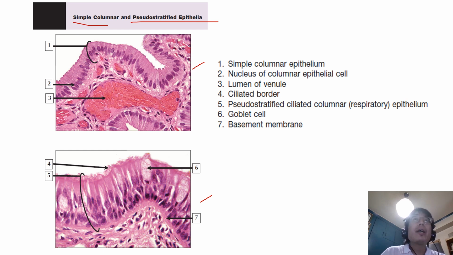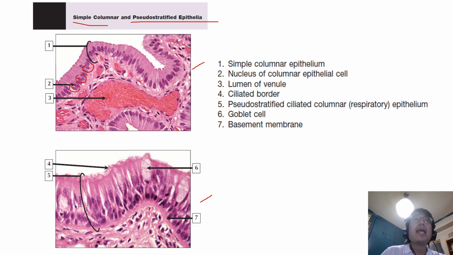One here is simple columnar epithelium. It's just a single layer of cells which are all shaped like columns. At the bottom of these cells is the nucleus of the respective columnar epithelial cell. Below the simple columnar epithelium is a lumen of a venule over here.